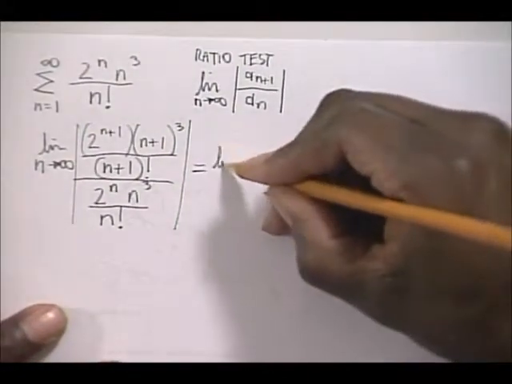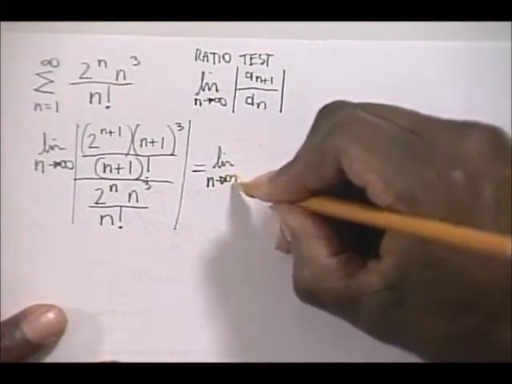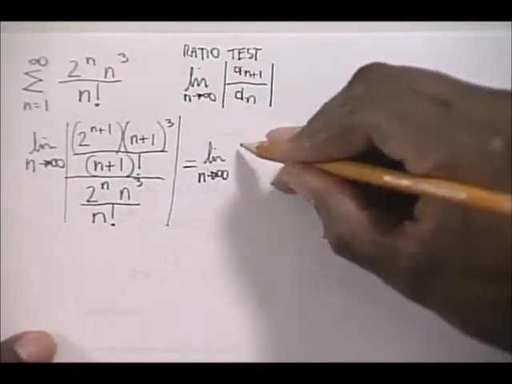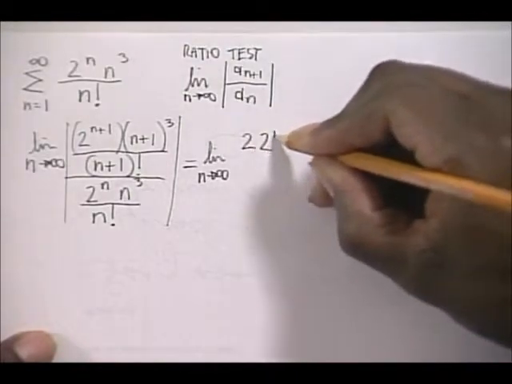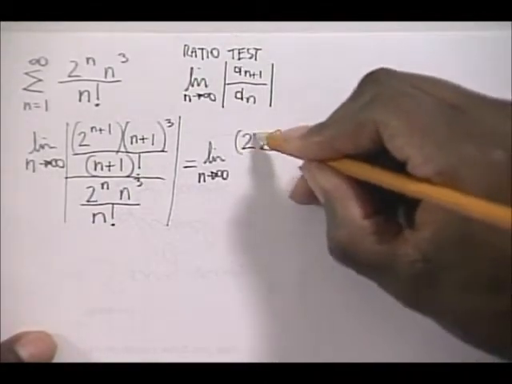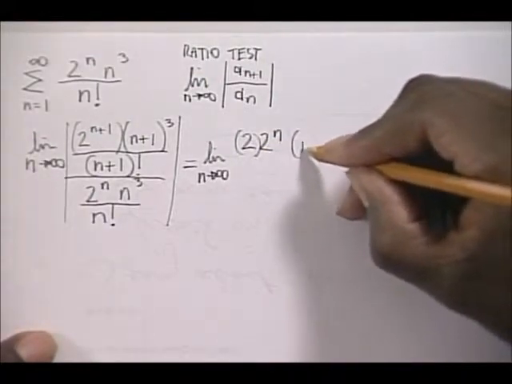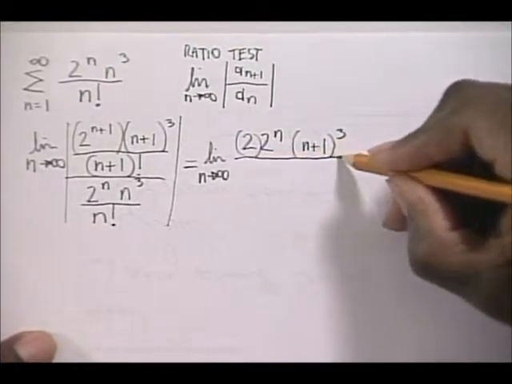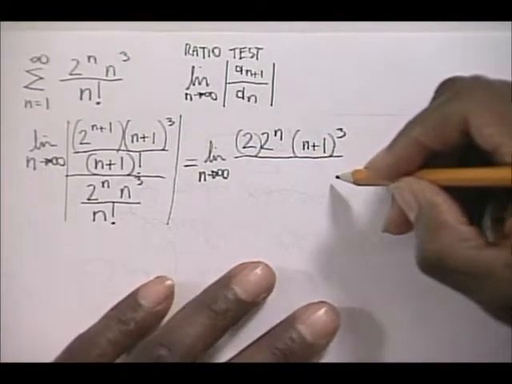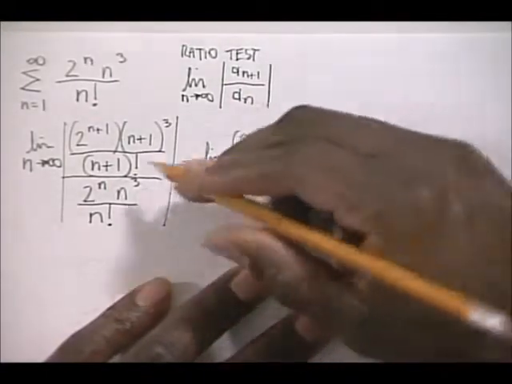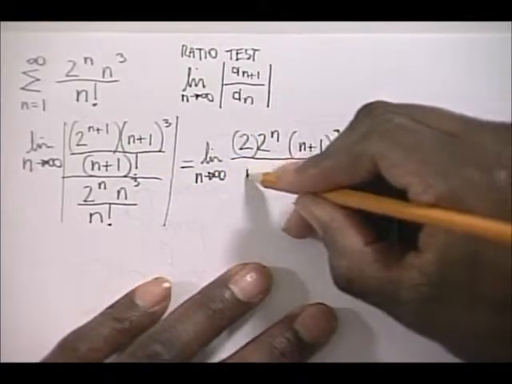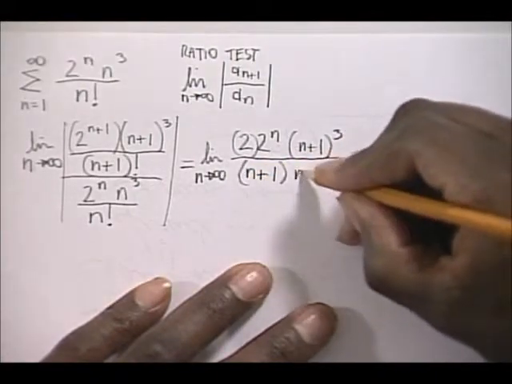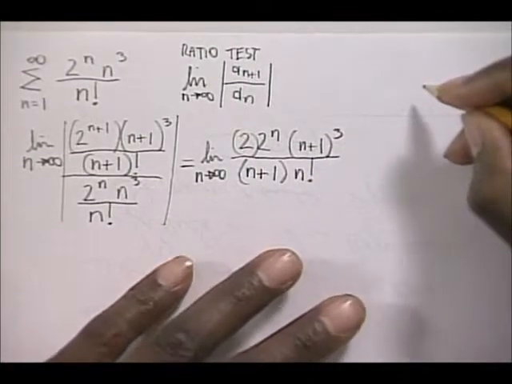So what we end up with is a limit as n approaches infinity of, you can expand this exponent here. We did that earlier. So that's 2 times 2 to the n power, and that's going to be multiplied by n plus 1 raised to the third power. Let's divide that by n factorial. Last week we showed you what factorial meant. So another way to write n plus 1 factorial is n plus 1 times n factorial. We talked about that last week a little bit.